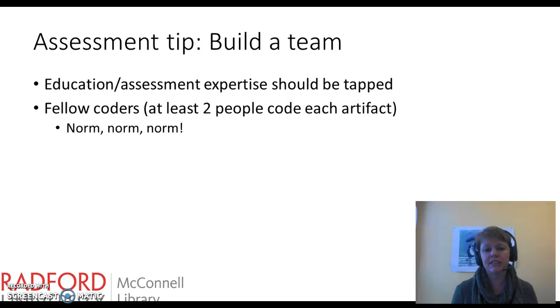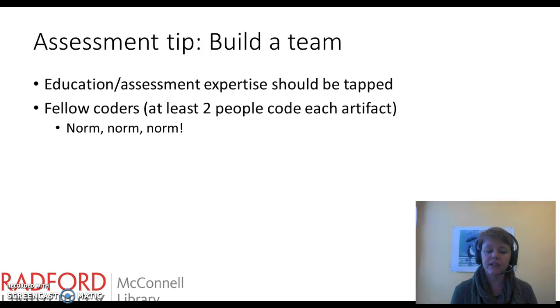So tap the expertise that you might have available to you, and you want to try and find some fellow coders. The indicator of reliability usually means that you want to have at least 2 people code each artifact. So the more people you have involved, the more you can spread out the artifacts, and the better your results are going to be. Now, if this is all in-house and there's only you, you can still do this. It just means that the validity isn't quite as strong, and that is probably more important for outside presentations than for inward-facing assessment.